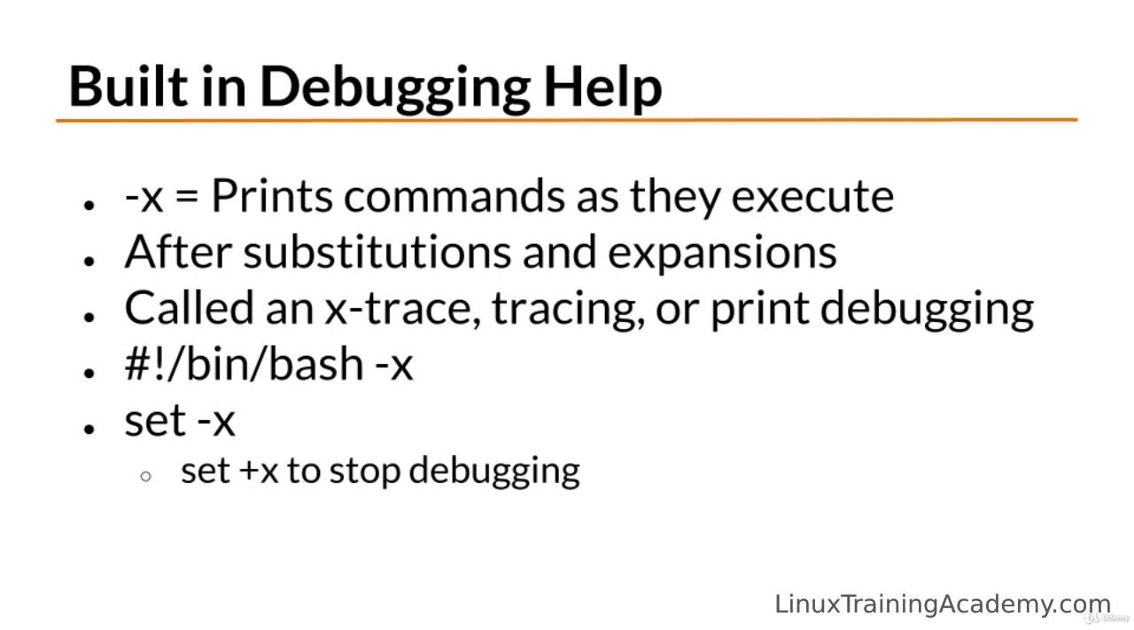You can also use this option for just a portion of your script. Just before you want to start displaying the commands to the screen, add a set -x line. Place set +x on a line after the section of the shell script that you're debugging. Again, set space -x will start the xtrace while set space +x will stop the xtrace.